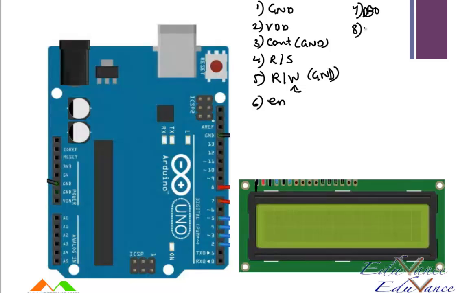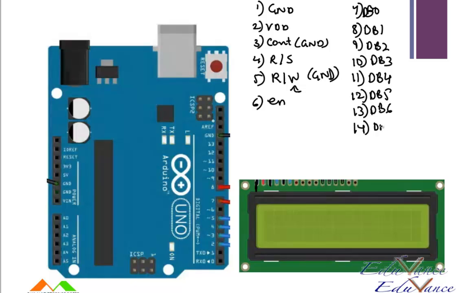Pin number eight is DB1. Pin number nine is DB2. Pin number 10 is DB3. Pin number 11 is DB4. Pin number 12 is DB5. Pin number 13 is DB6. Pin number 14 is DB7, and 15 and 16 are the backlights.